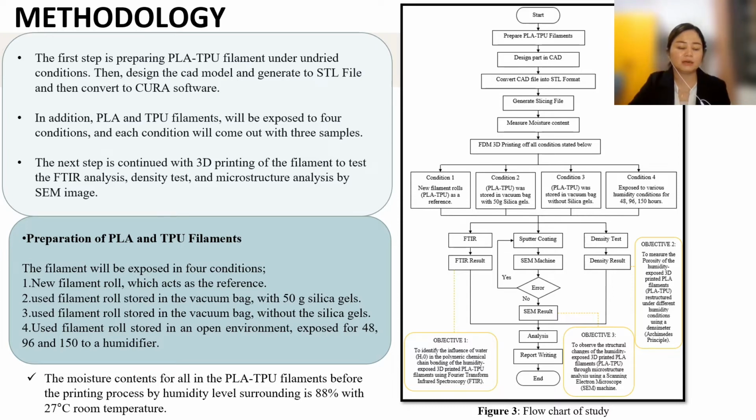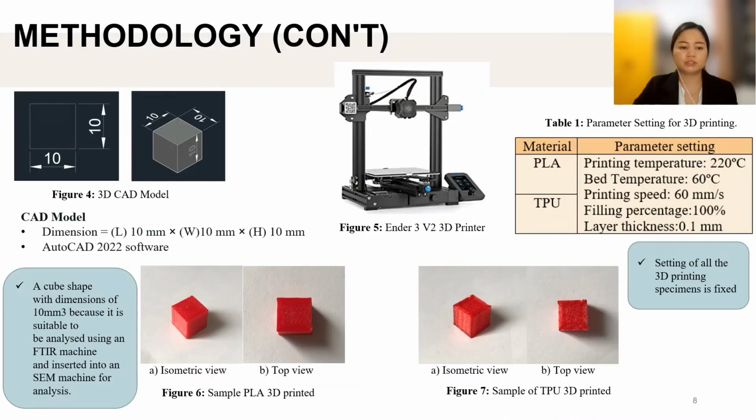Preparation of PLA and TPU, 4 conditions. First, a new filament roll, which is the reference. Second, a filament roll stored in a vacuum bag with 50-gram silica gels. Third, a filament roll stored in a vacuum bag without silica gels. And lastly, a filament roll stored in an open environment, exposed for 48, 96, and 150 hours to a humidifier. Figure 4 shows the 3D CAD model with dimensions of a 10 mm cube, made using AutoCAD 2022 software.